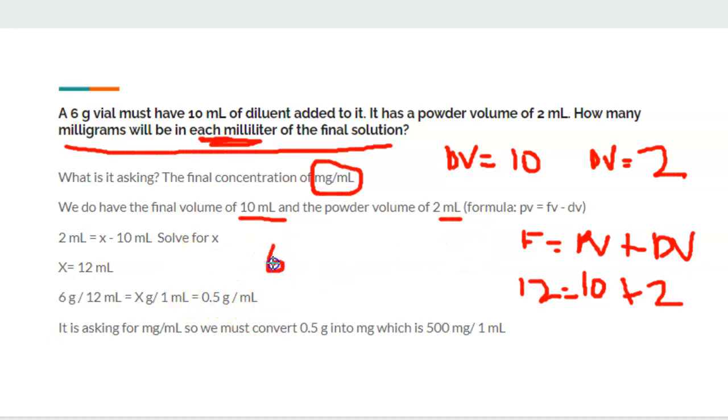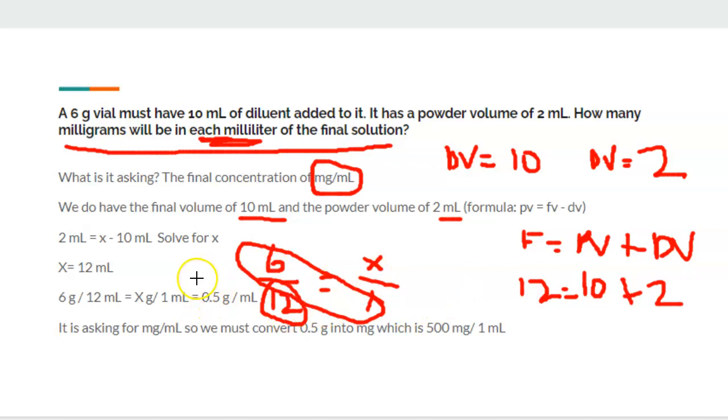So I could write that out. 6 over 12 equal to x over 1. You cross multiply and divide. 1 times 6 is 6. 6 divided by 12 is 0.5. Now, that's great. We know it's 0.5, but what's it asking us? How many milligrams per milliliter? So now it's asking us how many milligrams per milliliter.